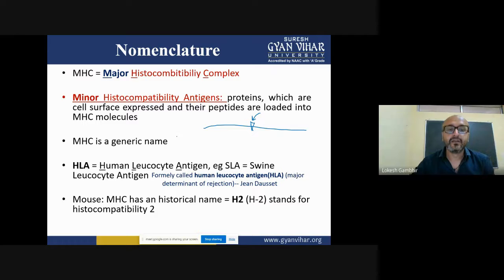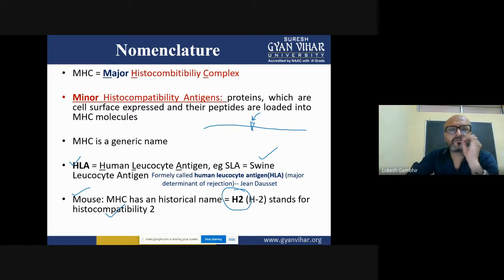In humans, it is called the HLA complex, that is human leukocyte antigen. For example, in the swine, we call it SLA, swine leukocyte antigen. In mouse, the historical name provided is H2, that is histocompatibility 2 complex. So these nomenclatures are very crucial in terms of your competitive exams.